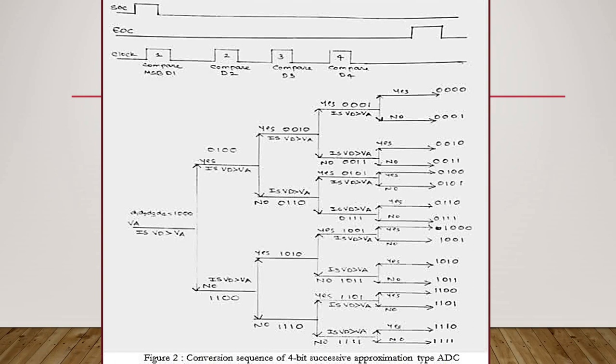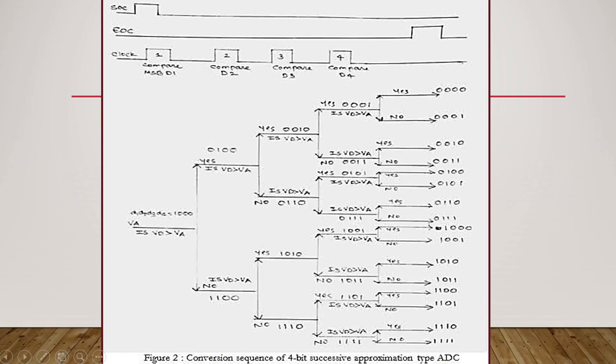So this is one example I have taken. Here I have not taken an 8-bit successive approximation ADC. I have taken only 4 bits. To compare the 4 bits, I require 4 clock pulses.